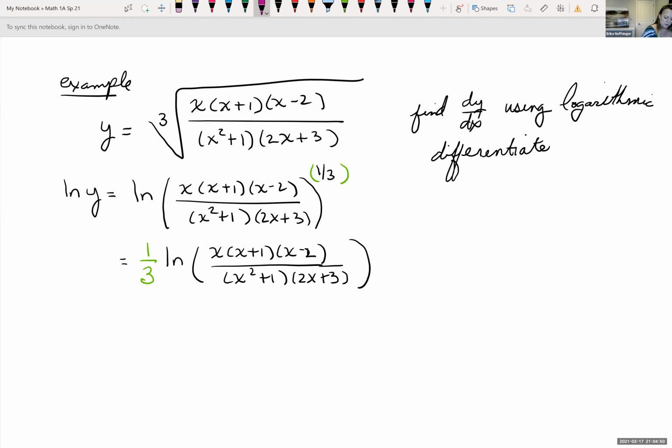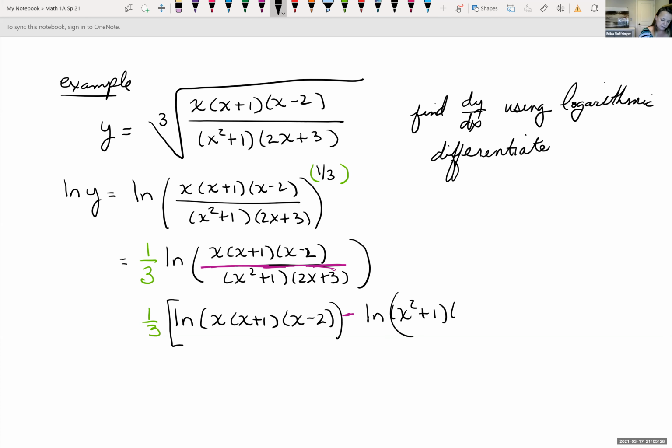So notice now we have division. Division, we can break up logs with subtraction in between. And so we have this 1/3 natural log of the numerator, which is x times x plus 1 times x minus 2. And then we need brackets here. We have this minus the natural log of x squared plus 1 times 2x plus 3.